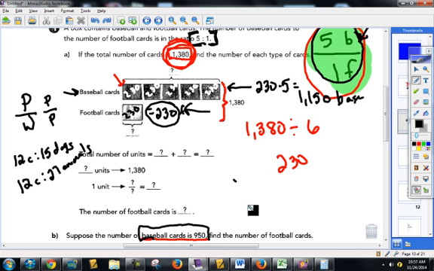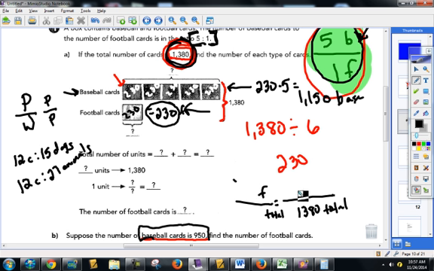Actually, hang on one second. So if you're doing a proportion here, you have to determine, are they giving me a whole amount? They are giving me a whole amount, so that means this is going to be 1,380 total. So that means this is going to have to be total. And then what's it asking for? It's asking for each type.